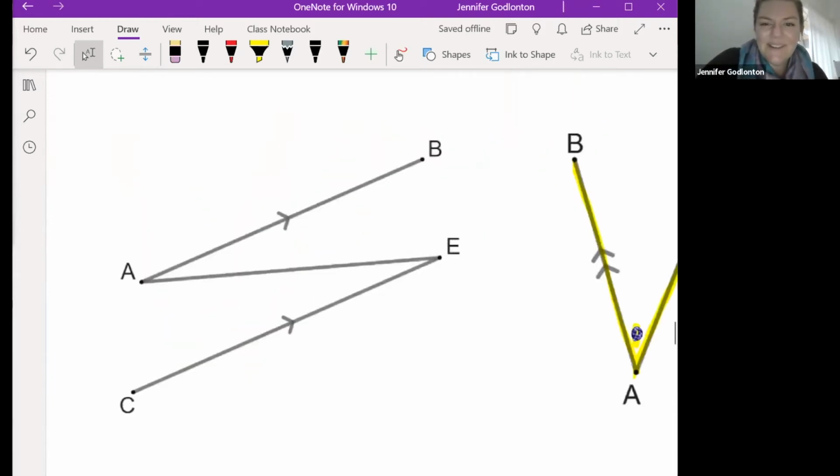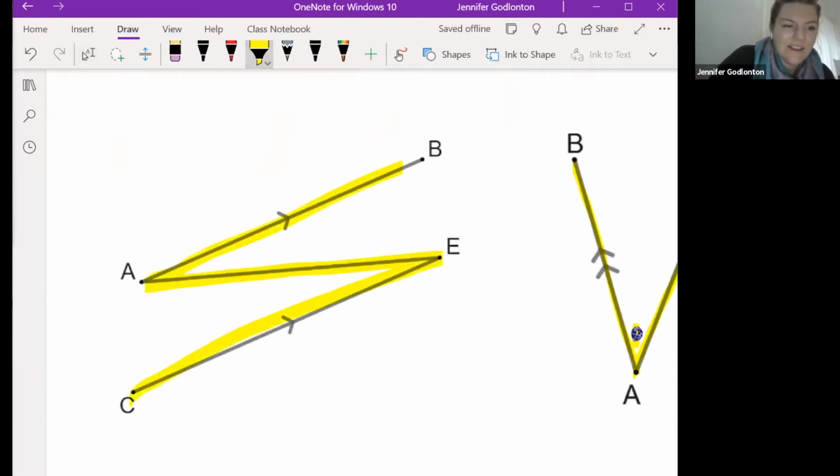Okay, let's move on to this one. So this one is the same shape. It's just looking at it in a slightly different way. So again, we've got our Z or our N shape over there. And so these are alternate angles. So those two would be equal to each other.